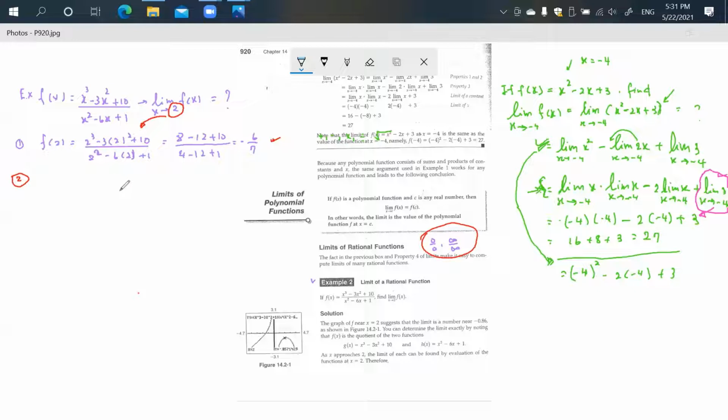But how to show the work? Then use the property of limit, using the quotient pattern. Okay, how to do it? How to show the work? Now write the property of limit. From the question here, you just take the limit on both sides. Take the limit on both sides from the example given to you here.